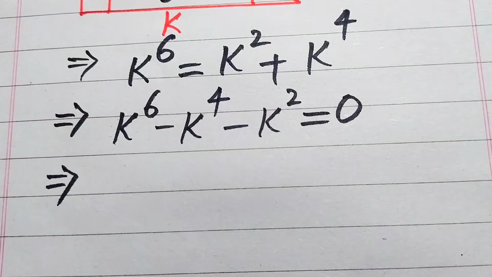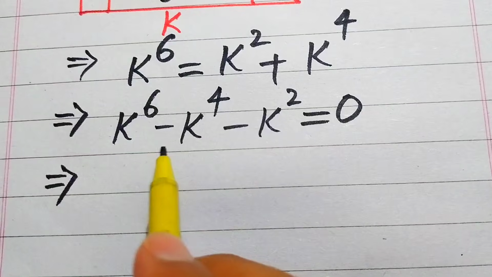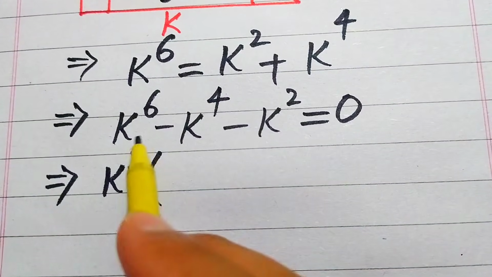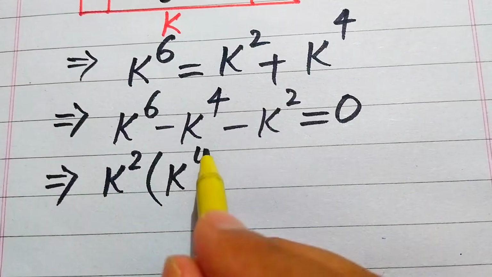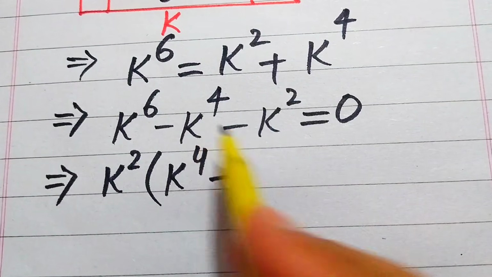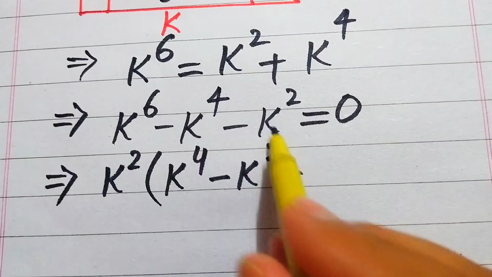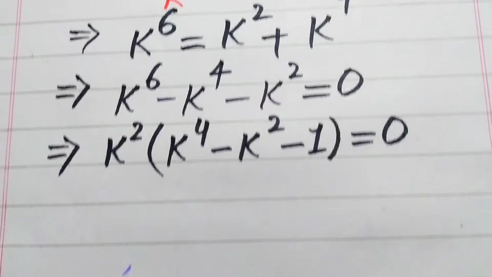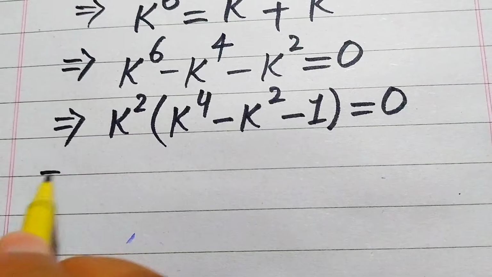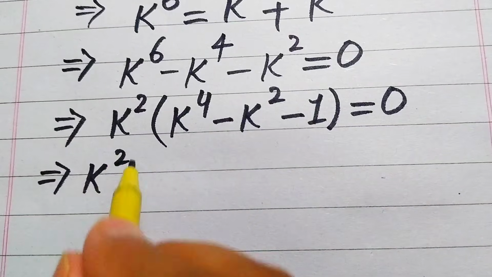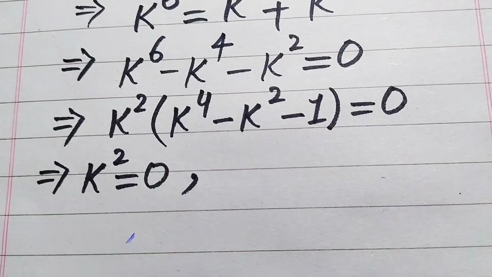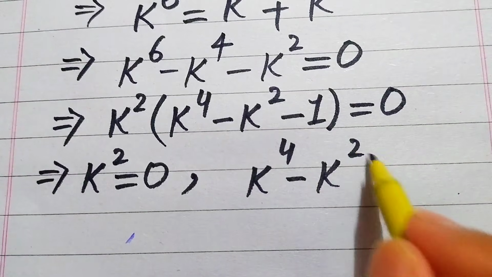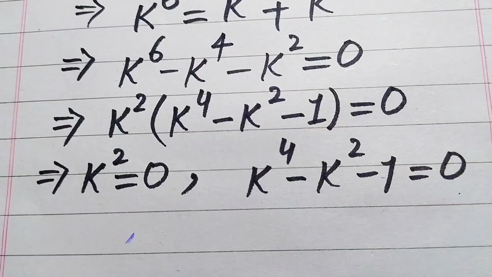In the next step, we need to take out the common term. You see that k square is the common term, so we take it out and get the remaining values: from k to the power of 6 we get k to the power of 4, minus from here we get k square, and minus from here we get only 1, and this whole equation is equal to 0. Now we divide this equation into two cases. The first case is k square equals 0, and the second case is k to the power of 4 minus k square minus 1 is equal to 0.